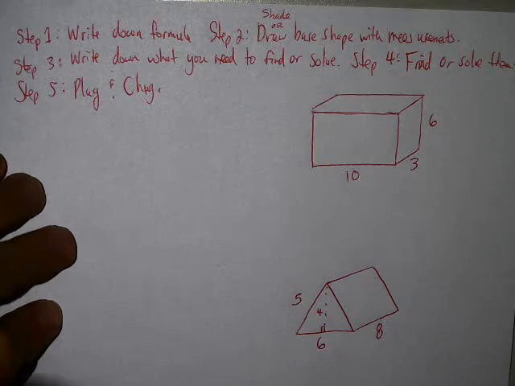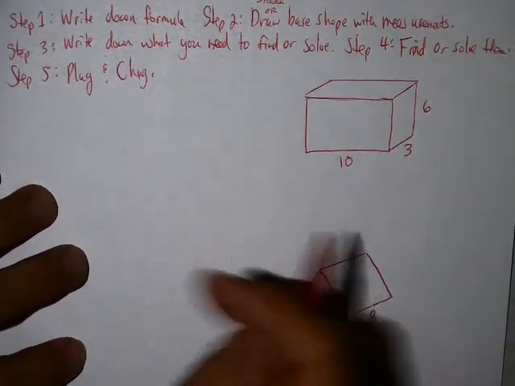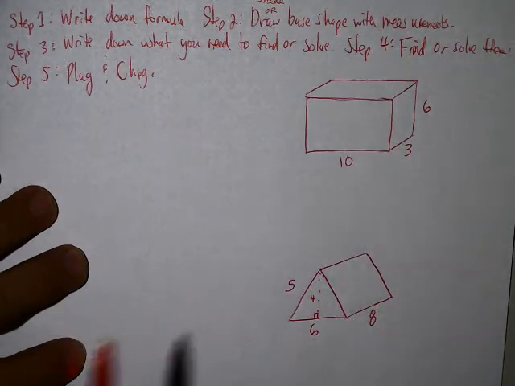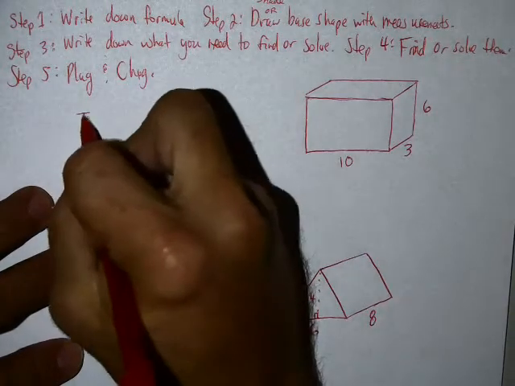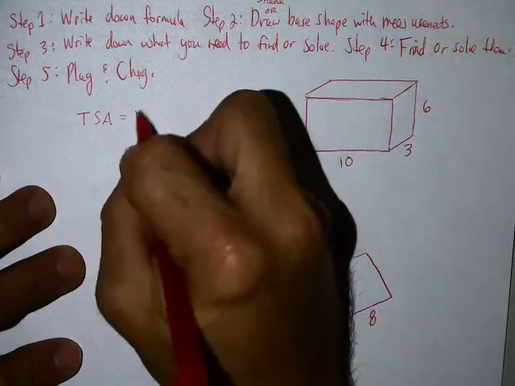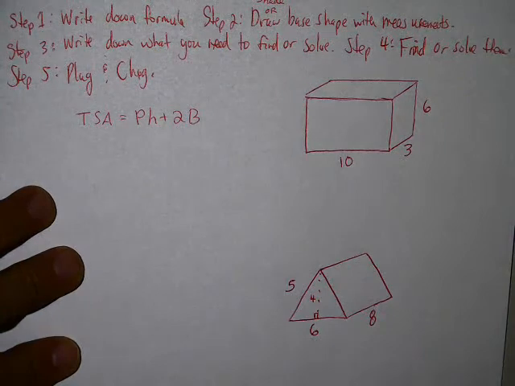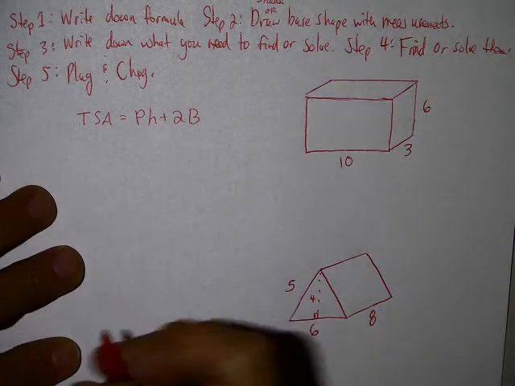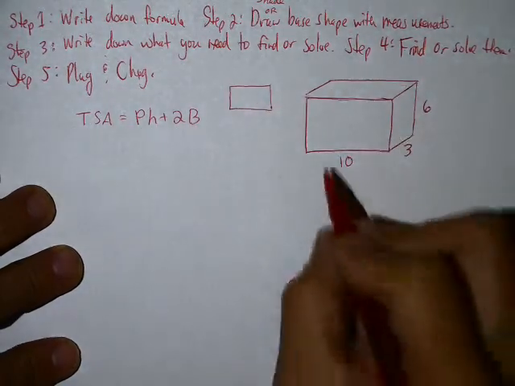So on all of these, I'm going to do total surface area, because from total surface area you can always look backwards and figure out what the lateral surface area was. So total surface area, again, first step, write down the formula. Since this is a prism, we're writing down PH plus 2B. Next, drawing the shape of the base. Well, I'm going to draw it right here, and look at my dimensions for the base.